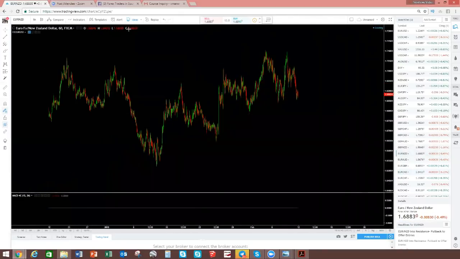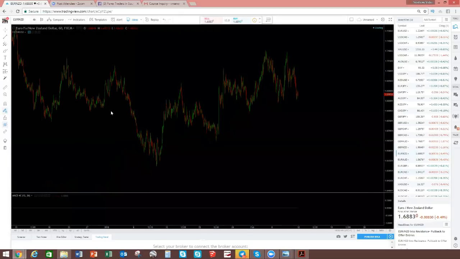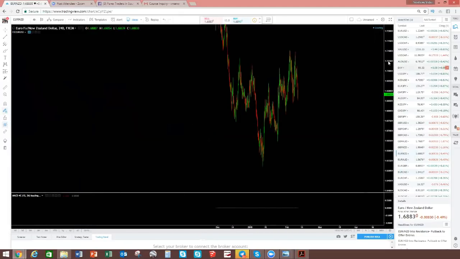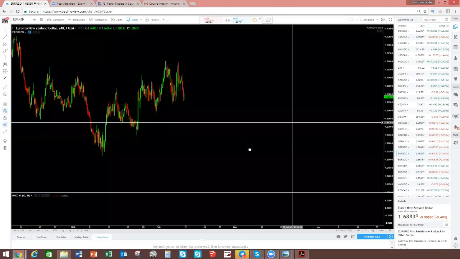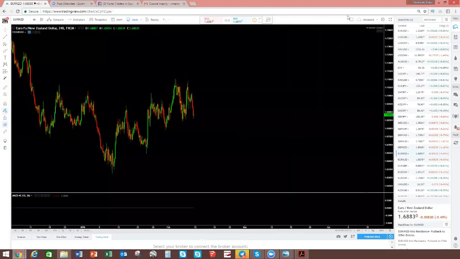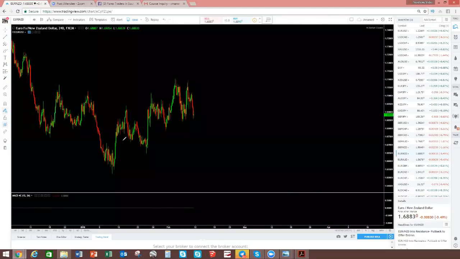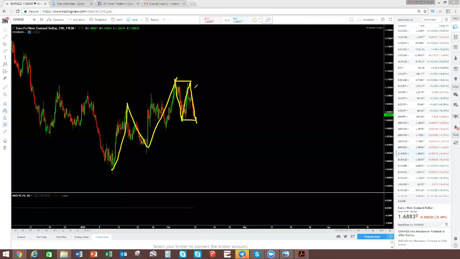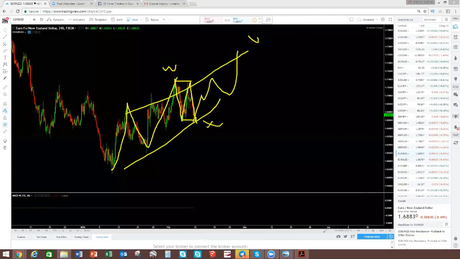Pound New Zealand, I need to go to the 4 hour here. I showed you that we were in the trade last week on pound New Zealand. And this is what it looks like at this stage. 1, 2, 3. We're getting this correction here. That may give us another move like this, before we come down.